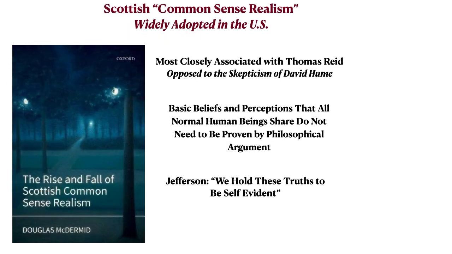There are many strains of thought within the Scottish Enlightenment, but the one that was most important for Madison in the United States was something known as common sense realism, and it came out of debates within Scotland itself. So David Hume, the famous Scottish philosopher, was very much a skeptic, and others, particularly Thomas Reid, were opposed to that kind of skepticism. Reid argued that there are basic beliefs and perceptions that all normal human beings share, and they do not need to be proven by philosophical argument. And Jefferson put this very clearly in the Declaration of Independence, where he said, "We hold these truths to be self-evident." We don't need to prove them.